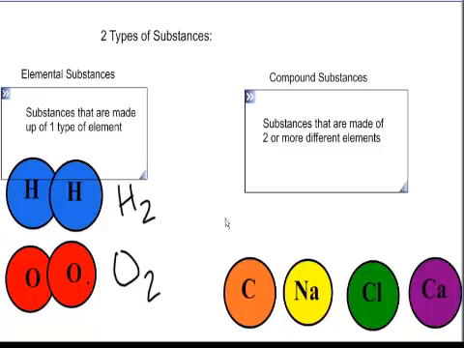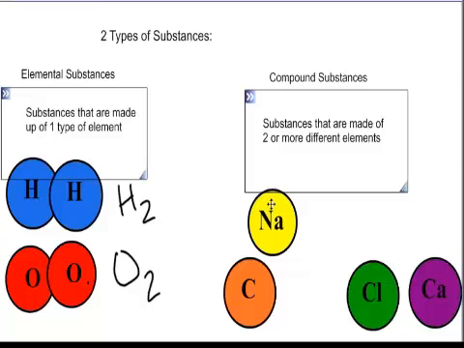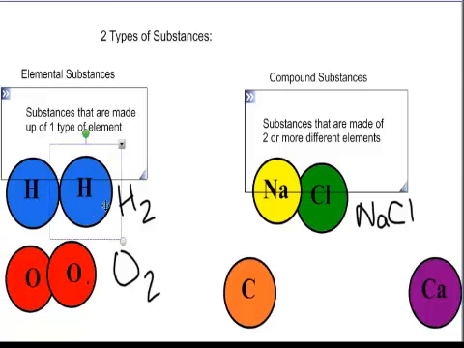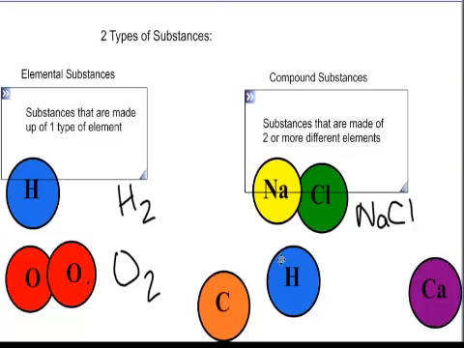Compound substances, on the other hand, are a little more complicated. Compound substances are ones that are made up of two or more different elements. You can see here the Na and the Cl are next to each other, and so that represents NaCl, or sodium chloride, which is table salt. Another common compound substance, because anything that is made up of different types of elements is a compound substance. So that really encompasses a lot of different substances we've worked with in class.